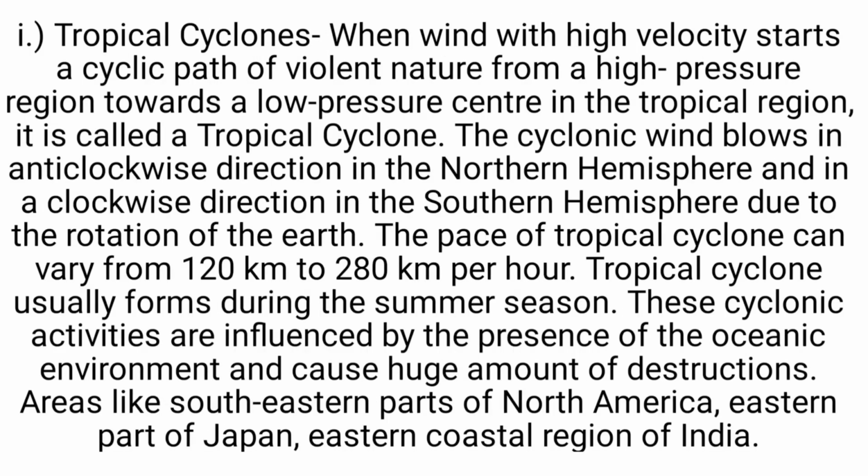Tropical cyclone: when wind with high velocity starts a cyclic path of violent nature from a high pressure region towards a low pressure center in the tropical region, it is called a tropical cyclone. The cyclone wind blows in an anti-clockwise direction in the northern hemisphere and in a clockwise direction in the southern hemisphere due to the rotation of the earth. The pace of tropical cyclone can vary from 120 km to 280 km per hour.